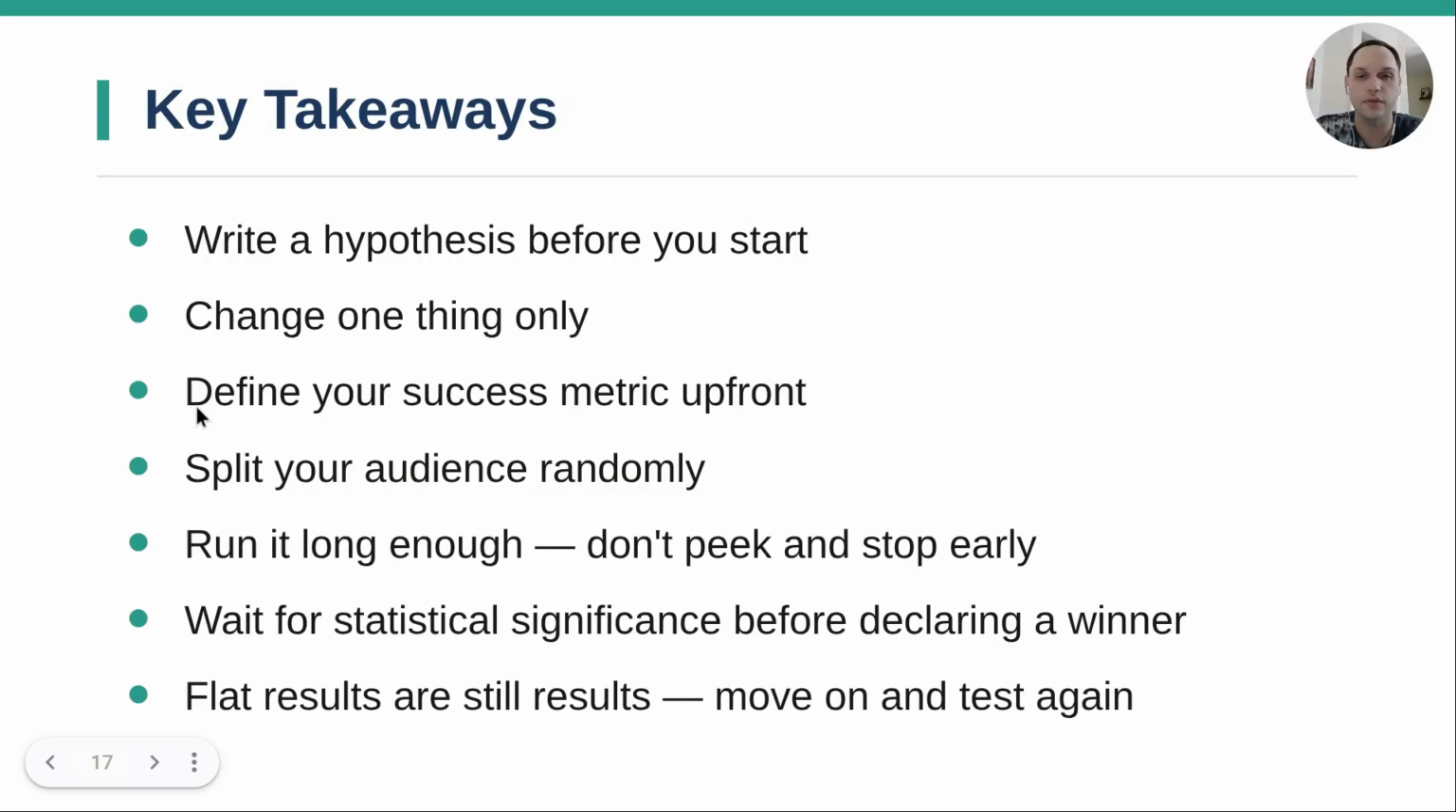7 things to take with you. Write a hypothesis before you start. It keeps the test honest. Change one thing only, otherwise you can't learn from the results. Define your success metric up front, not after. Split your audience randomly so the comparison is fair. Run it long enough and don't peek at early results. Wait for statistical significance before declaring a winner. And remember, flat results are still results. Move on and test the next idea.